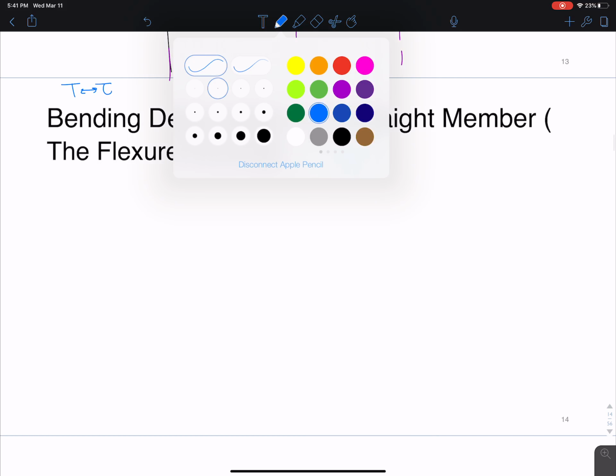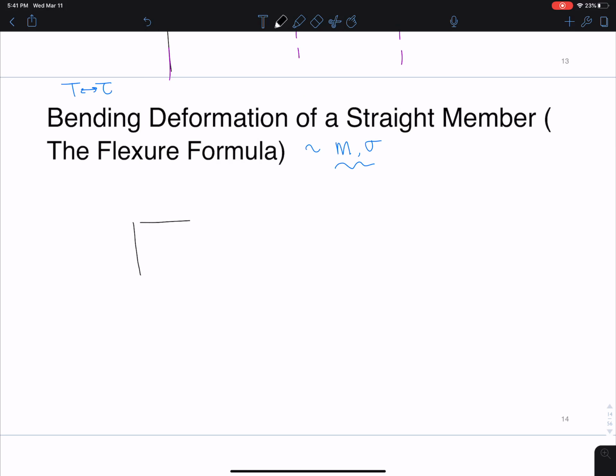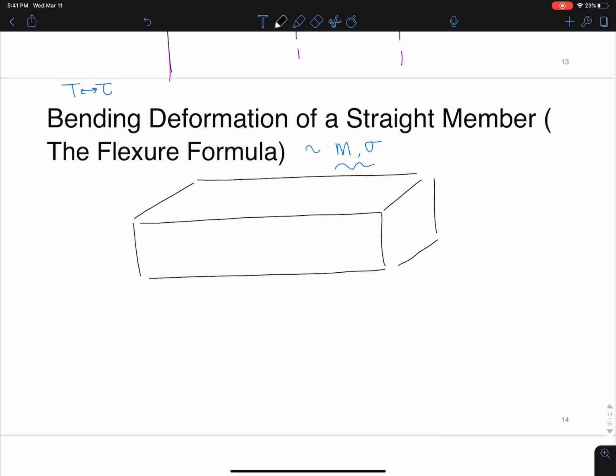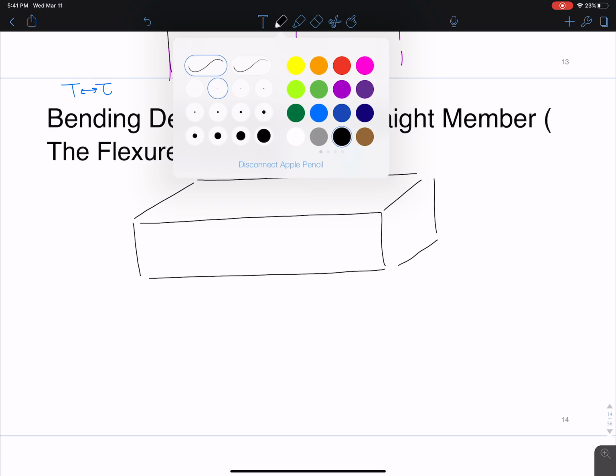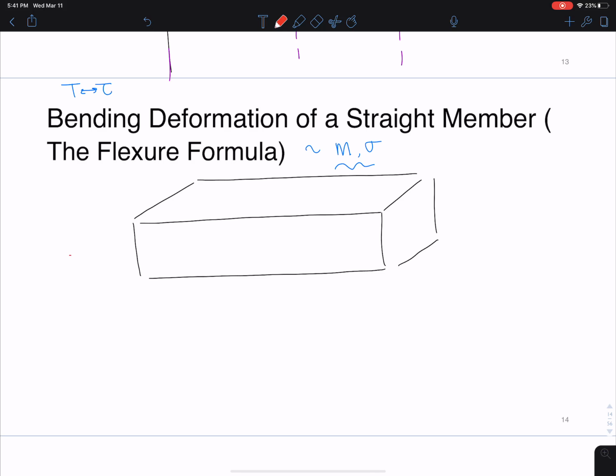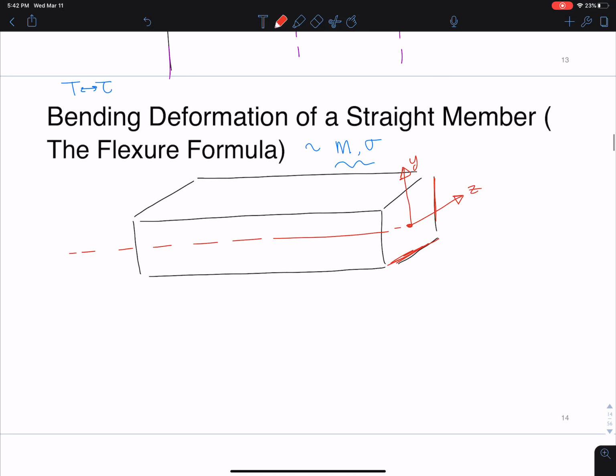So I'm going to start off by drawing a 3D element here. Best I can. There we go. And let's define our axes. This would be my x-axis, right there. This would be my z-axis, parallel to this portion. This would be my y, parallel to this. So we've now defined this 3D system.